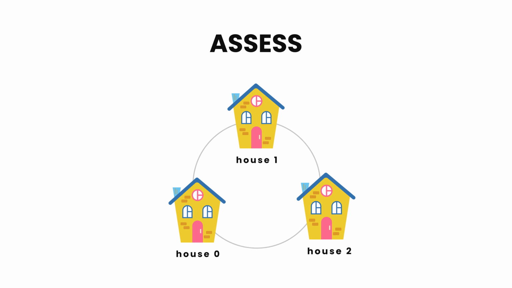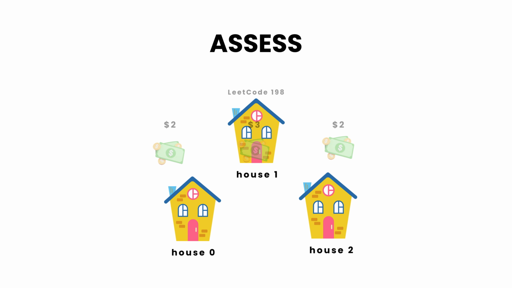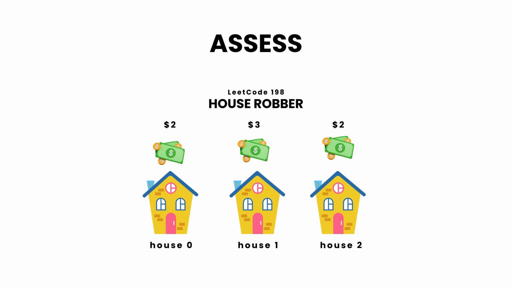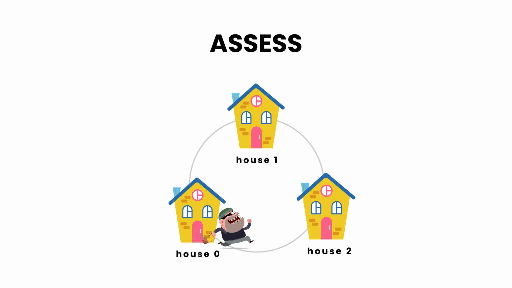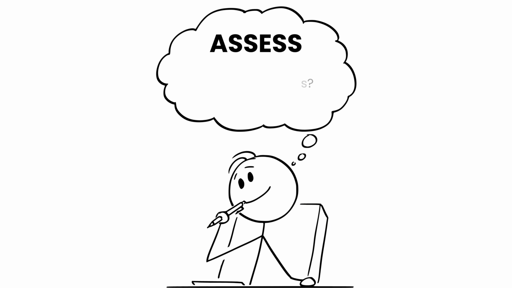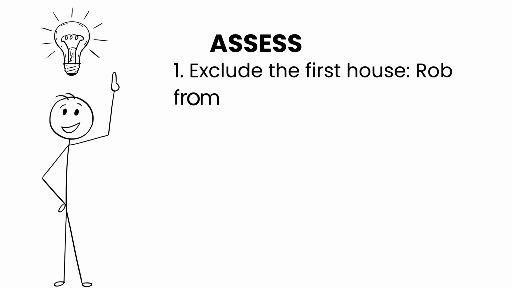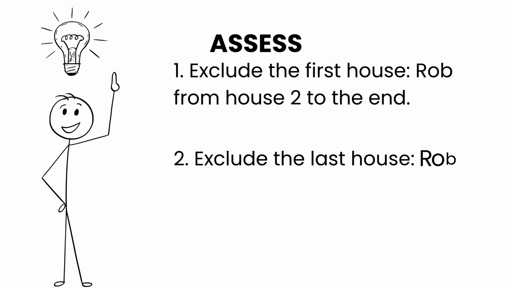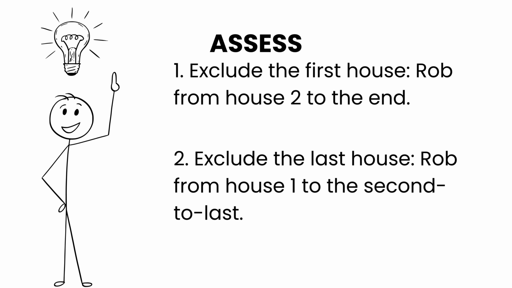Let's assess our options. If the houses were in a straight line, it's classic House Robber, LeetCode 198. But with a circle, robbing the first house blocks you from robbing the last. So, what if we split the circle into two scenarios? Exclude the first house. Rob from house 2 to the end. Exclude the last house. Rob from house 1 to the second to last.